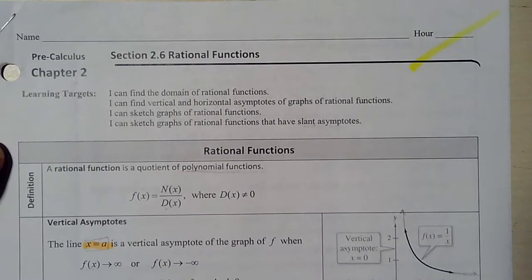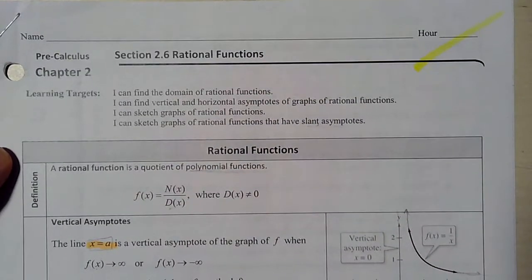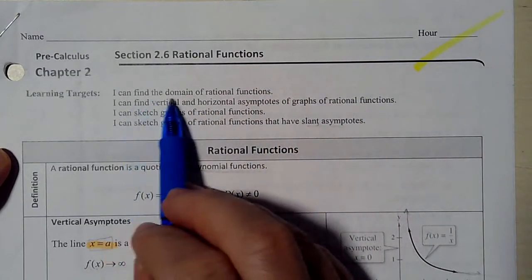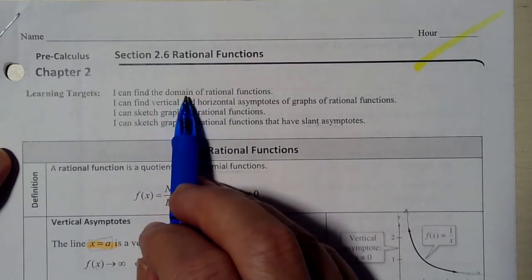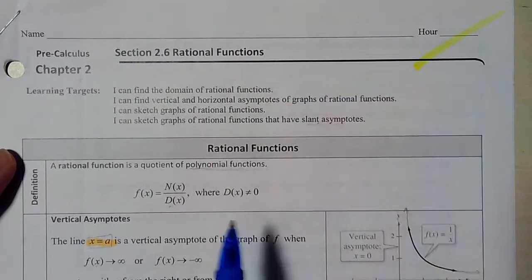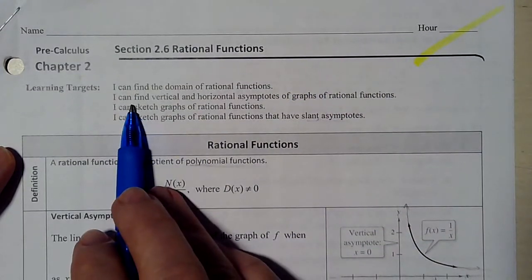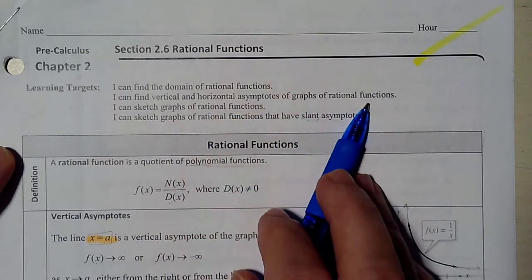Okay, here we go. We're going to start section 2.6 titled Rational Functions. All right, we'll start by finding the domain of these rational functions. We have found the domain of these problems many times this year, but now specifically we'll call them rational functions now. Okay, and then we're going to get into finding the vertical and horizontal asymptotes of the graphs of rational functions. That's as far as we'll get today.